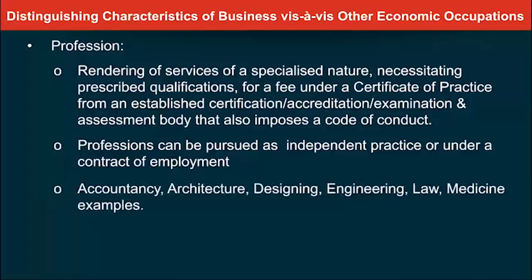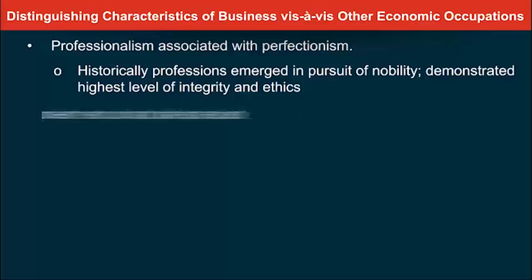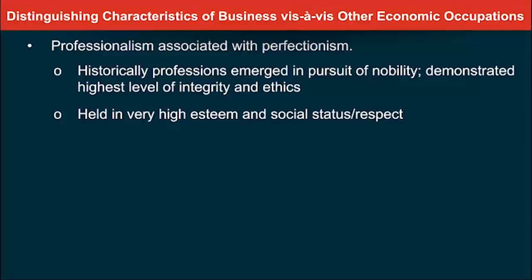Lots of areas. You have architecture, you have company secretary, you've got law, you've got accountancy, a whole bunch of things. So profession, we said. So professionalism is what? Basically it is associated with perfectionism, meaning a professional is supposed to do his or her job perfectly. How come? Because they are trained in a particular activity to do it with integrity and ethics. They are held in a very high social esteem and they have got a huge status. They are given a lot of respect.